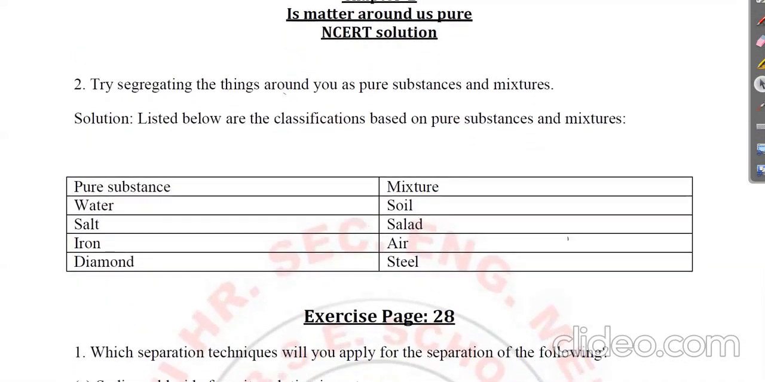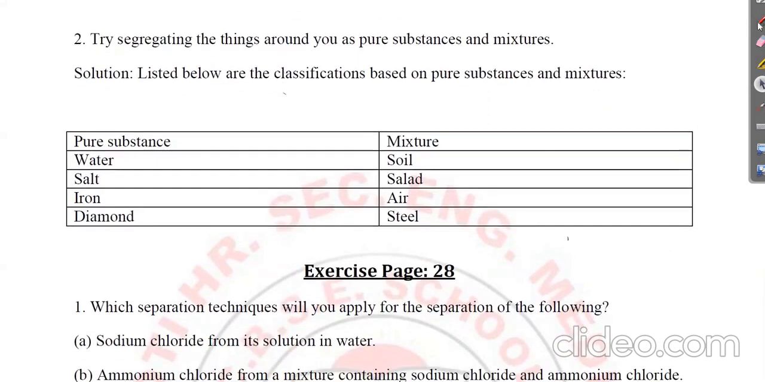Try segregating the things as pure substance and mixture. The question says you have to segregate which are pure substances and which are mixtures. Water is a pure substance because water is a compound and compounds are pure substances. Salt is also a compound, so it is a pure substance. Iron is an element, so it is also a pure substance. Diamond is made up of pure carbon only, so it is also a pure substance.